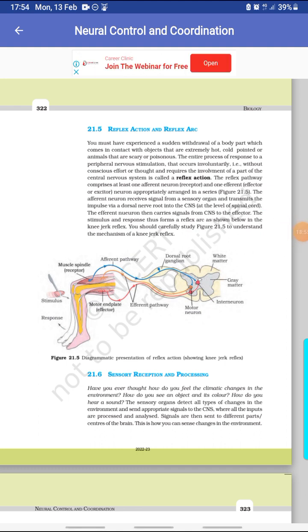The afferent neuron receives signal from a sensory organ and transmits the impulse via a dorsal nerve root into the CNS at the level of the spinal cord. The efferent neuron carries signal from CNS to the effector. The stimulus and response thus form a reflex arc as shown below in the knee-jerk reflex. You should carefully study figure 21.5 to understand the mechanism of a knee-jerk reflex.